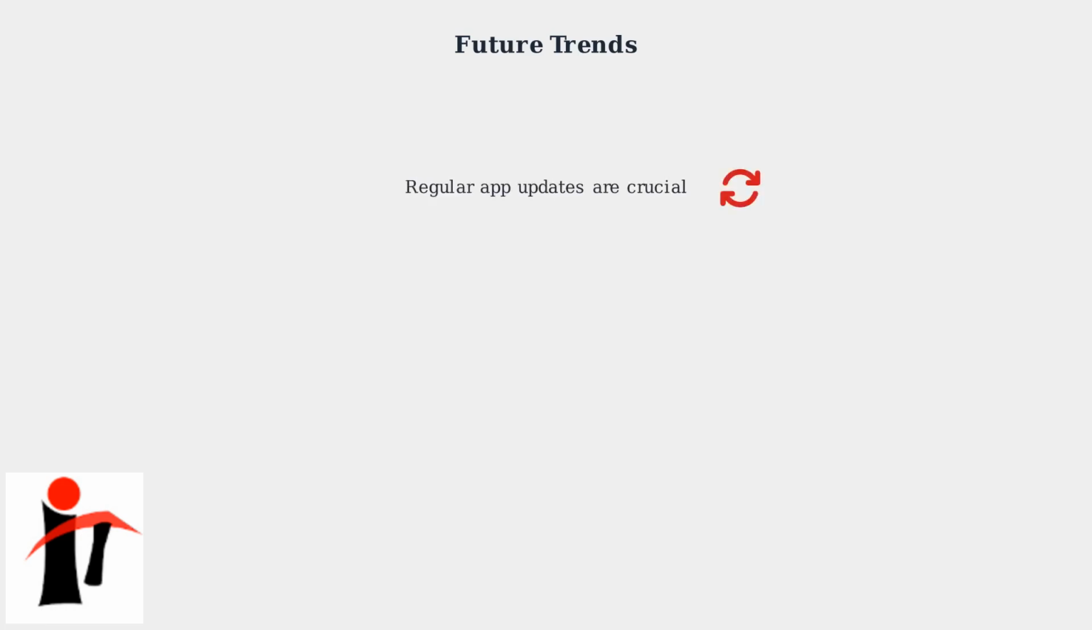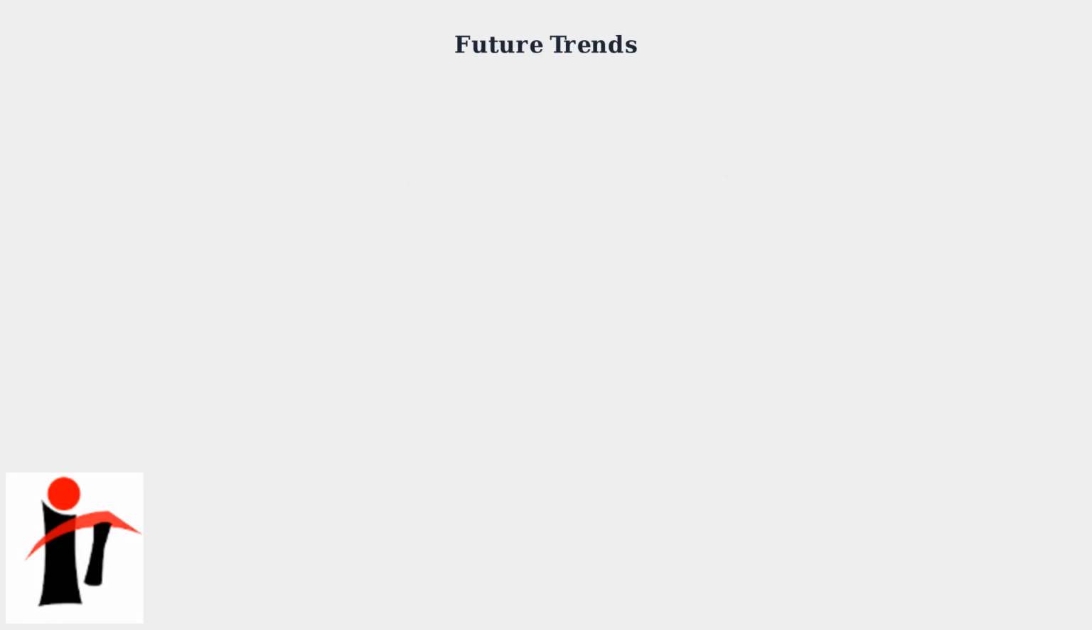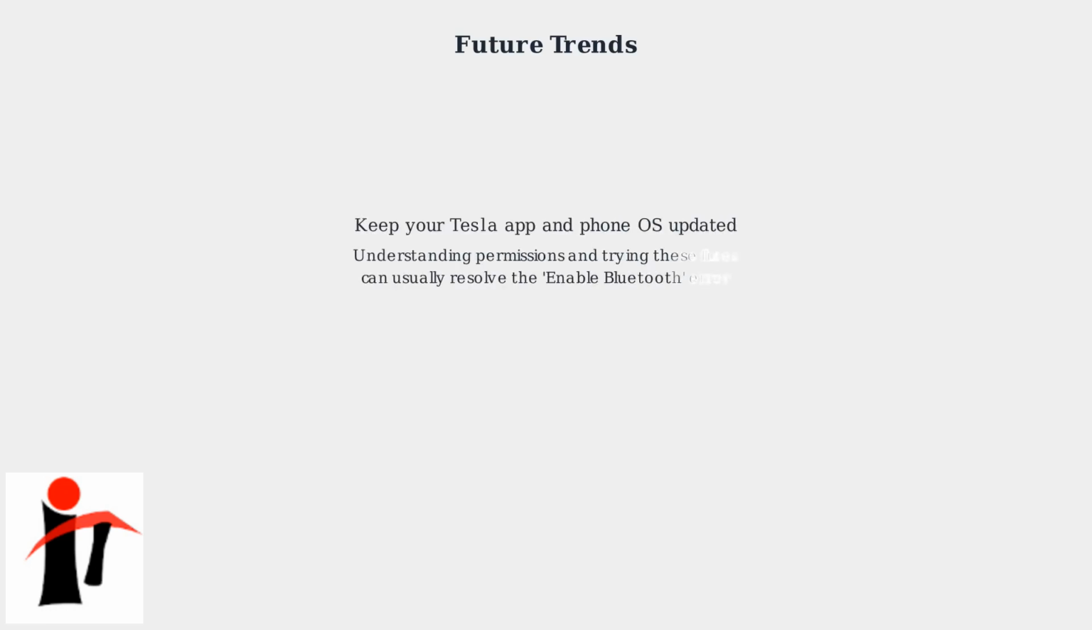Regular app updates remain essential for maintaining compatibility and fixing emerging issues. Tesla releases frequent updates that address Bluetooth problems and improve overall functionality. A key reminder is to always keep both your Tesla app and phone operating system updated to ensure the best performance and security. By understanding Bluetooth permissions and applying the troubleshooting steps we've covered, you can typically resolve the Enable Bluetooth error and restore full functionality to your Tesla app.